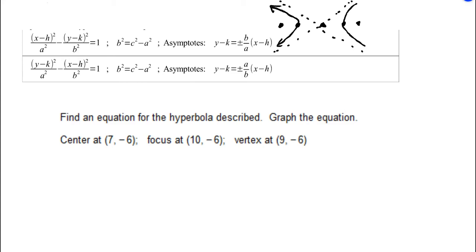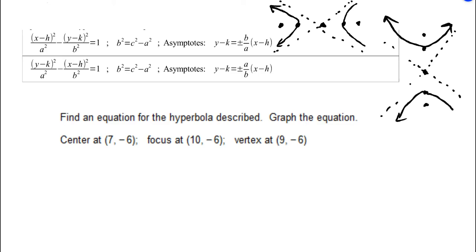Then for the vertical orientation, you would have your center, and up and down from that center, a distance of a would give you your vertices. Up and down from that center, a distance of c would give you your foci. Once again, through the center, you have some asymptotes, the slope of which is defined with a and b. Then from there, you can sketch your hyperbola with the vertex and the asymptotes.